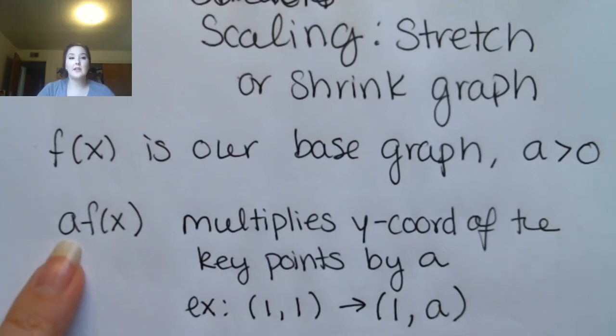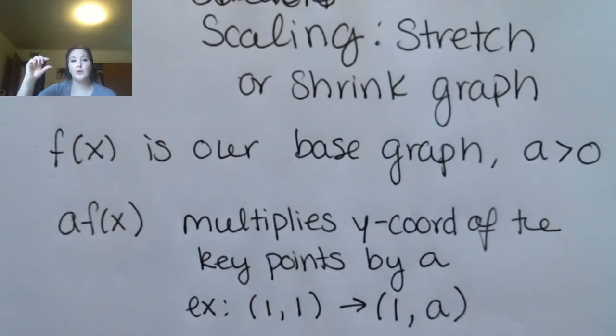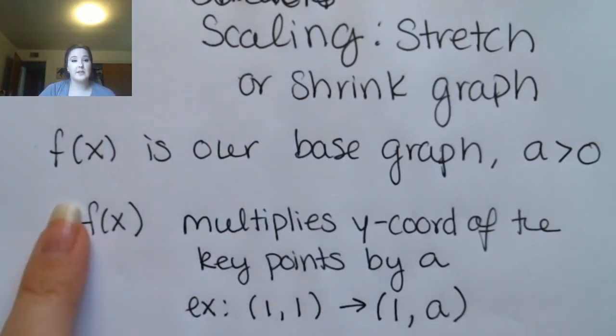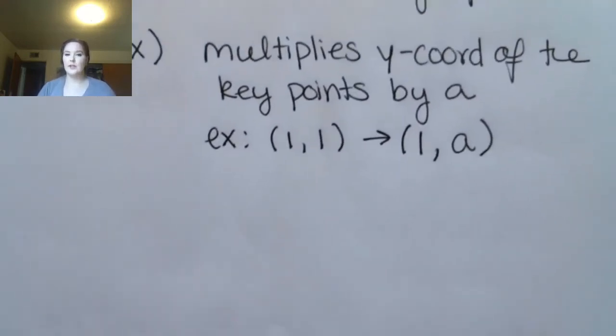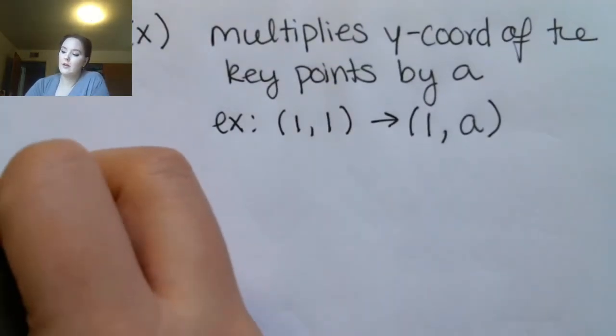Now if a is a number greater than 1, like 2, this is going to stretch out the graph vertically, so it's taller and thinner. If a is less than 1, it's going to make the y coordinates smaller, so the graph is going to be shorter and wider. So let's see an example of that.